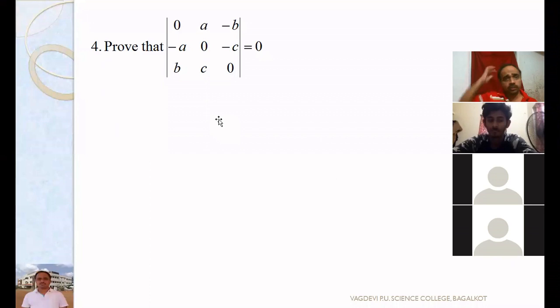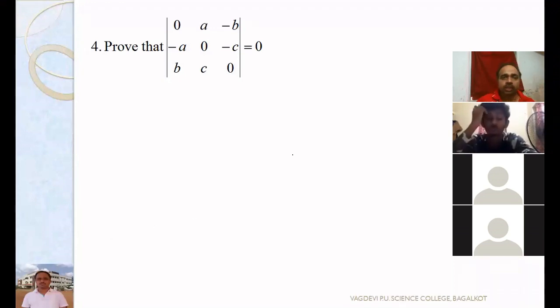Next question is: prove that the determinant with rows 0, a, minus b; minus a, 0, minus c; b, c, 0 has value 0. Yes, its value is 0. In CET, please listen to me carefully. If this question comes in CET, you can directly write the answer as 0 because this is a skew symmetric determinant. It's a determinant corresponding to a skew symmetric matrix.